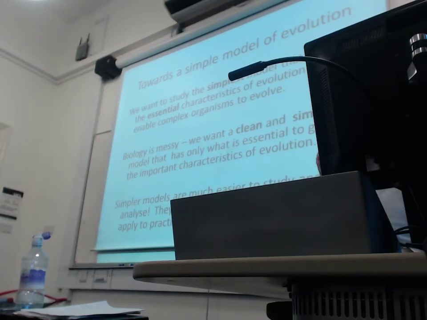I'm not going to go into neuroscience. But there's a problem. In terms of evolution, there is an enormously complicated, messy process happening. What simple model should we choose? It's really quite hard. We want something clean and simple that we can mathematically analyze, and it's easier to generalize and apply to practical problems. So, what can we do?